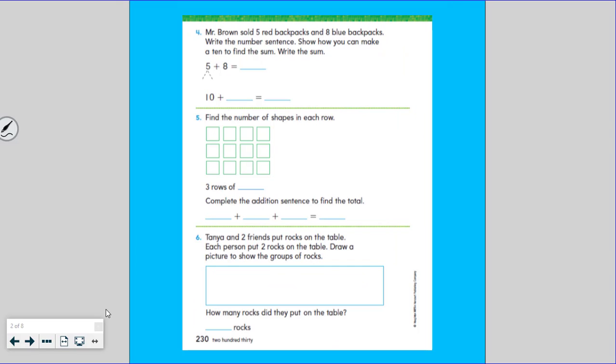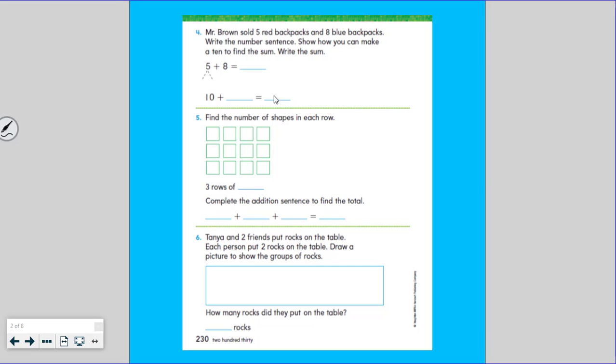Remember, if I'm going too fast, just pause your video. All right, so number 4, I'm going to read it to you, and then you're going to solve it, and then we'll solve it together. Mr. Brown sold 5 red backpacks and 8 blue backpacks. Write the number sentence, show how you can make a 10 to find the sum, and then write the sum. So you're going to fill these parts out through here and find your answer here. So pause your video and work through that one.